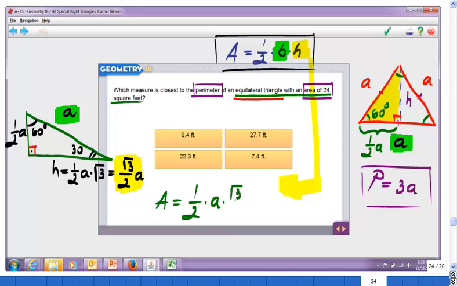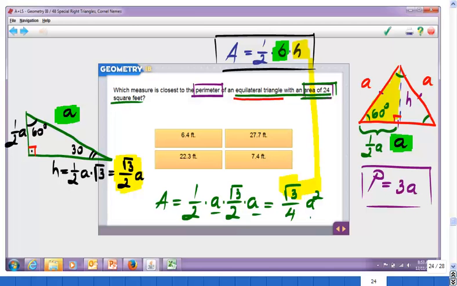Times your height, which is square root 3 over 2 times A. Okay? Well, let's combine. Multiplication is commutative, so I can multiply 1/2 times square root 3 over 2, which will give me square root 3 over 4, and A times A will be A squared.